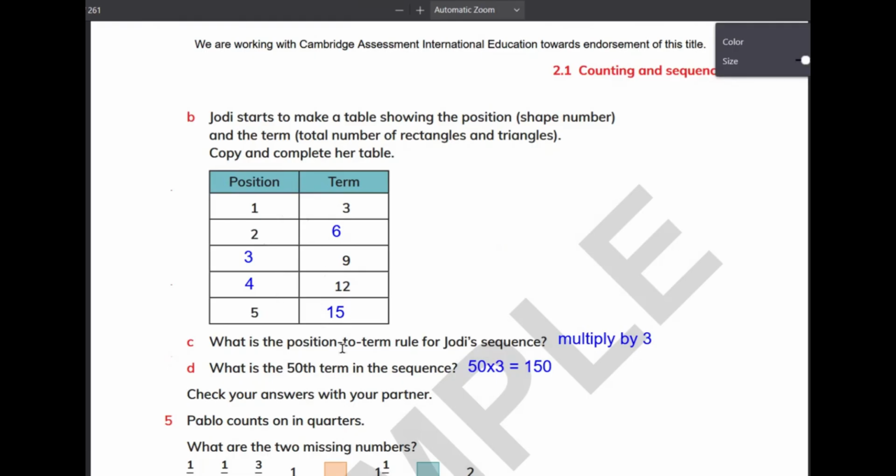They say what is the position to term rule in Judy's sequence? If you follow the position and the term, any position multiplied by 3 will give you the term. So that's why you're going to say the position to term rule is multiply by 3. Number D, they say what is the 50th term in the sequence? You need to find the 50th term. What you need to do is what? You just multiply 50 by 3, and that will give you 150, and that's it.